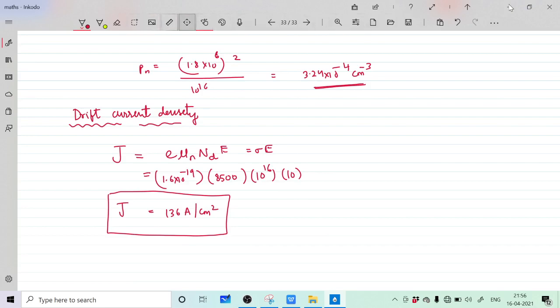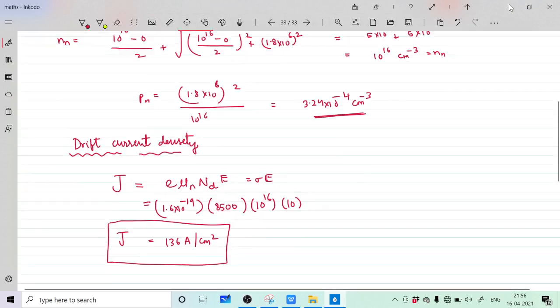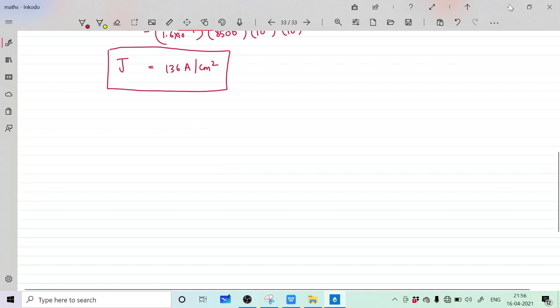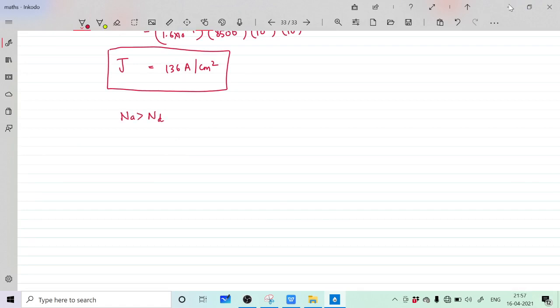Now for p type, there is part C. Repeat parts A and B if Nd is equal to 0 and Na is equal to 10 raised to 16. Okay. So here Na is greater than Nd.